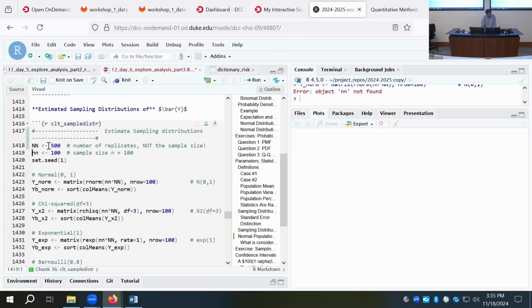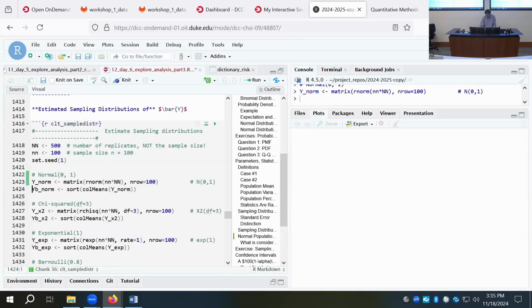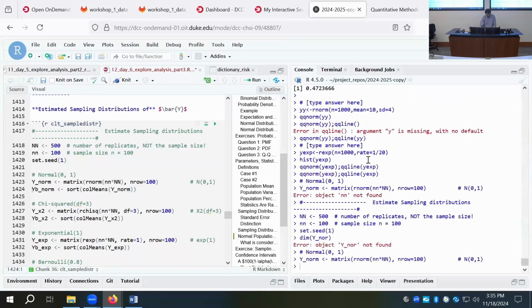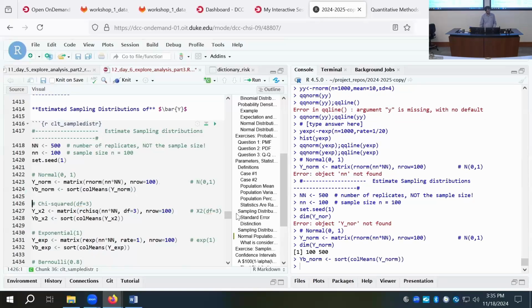Oh, let me run this. So if we look at this, it's 100 by 500, right? And we're going to take the column means of this. So basically, I'm treating each column as a replicate of our study. For column means, you can also use the apply function and mean, but we're going to take the mean. So we've got the y bar for the normal, take that.